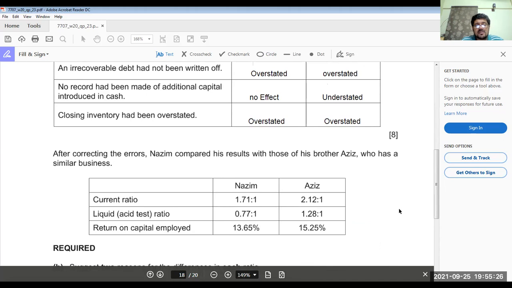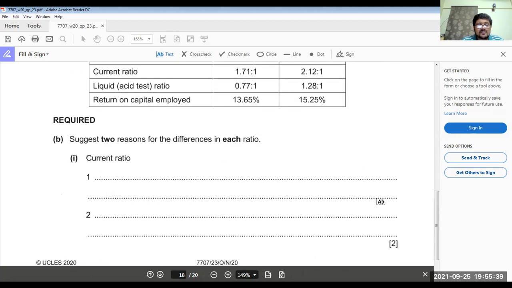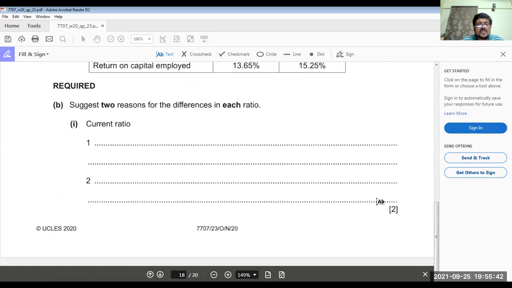After getting the results, Nazim compared them with those of Brother Aziz, who has a similar business. Current ratio, acid test ratio, return on capital employed. Two reasons for the difference in each ratio. Current ratio has two items, current assets and current liabilities. If Aziz has more current assets, his current ratio will increase. If he has fewer liabilities, his current ratio will increase.